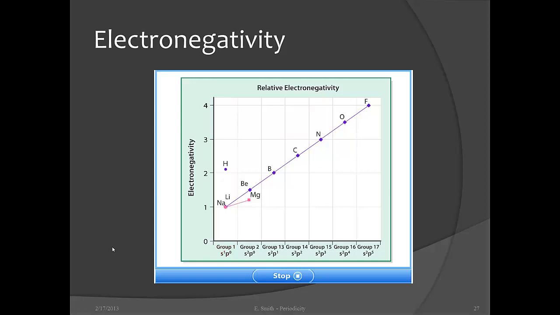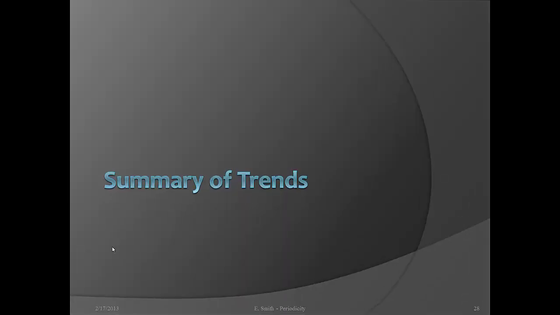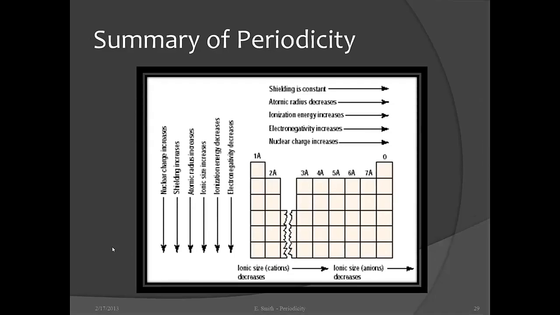As atoms get larger, the distance from the outer electrons to the atomic nucleus increases. The ability of these atoms to attract electrons to their outer orbitals decreases. So you can see, again, the idea of atomic size plays a role in all of these. Here's a general trend of what we just talked about today: the idea of shielding, atomic radius, ionic size, ionization energy, and electronegativity.